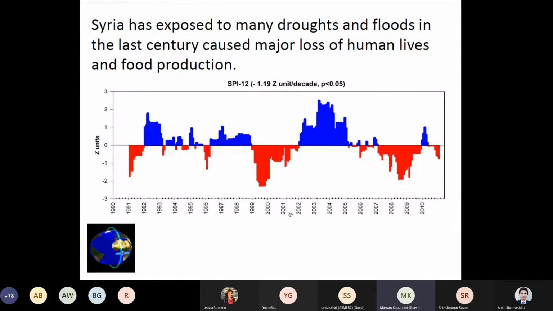Syria has been exposed to many droughts and floods in the last century, which caused major losses of human lives and food production. We had droughts in 1991, in 1996, in 1999 to 2002, also in 2008, and in 2020 this year.